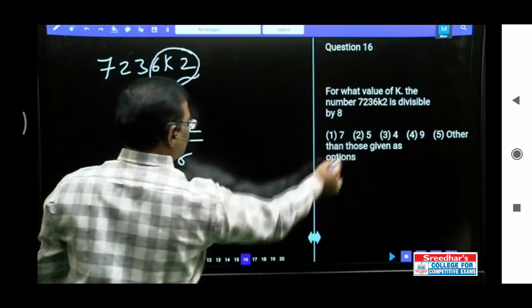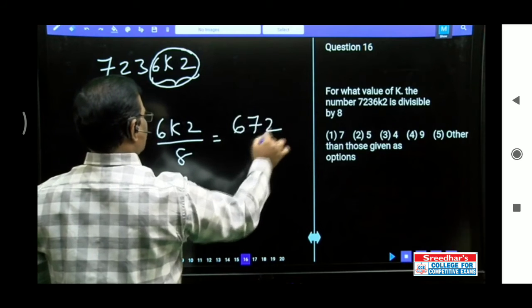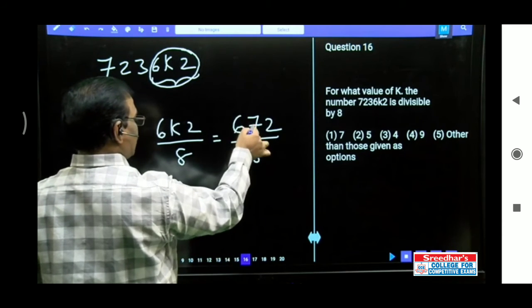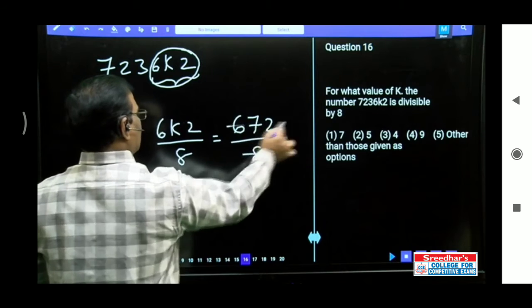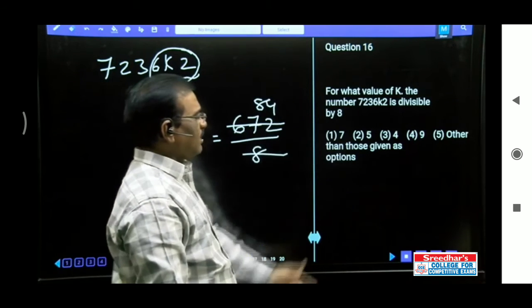So option based మనం option first option 7 ఉంది కాబట్టి 7 సబ్స్టిట్యూట్ చేద్దాం. 7 సబ్స్టిట్యూట్ చేస్తే 6, 7, 2. 6, 7, 2 లో 8 క్యాన్సిల్ అవుతుందా? Yes. 8 8s are 64. 64 పోతే 3, 32. 32 లో 8 4 times. Yes. 8 4 times cancel అయింది. Are you clear that? Therefore instead of k 7 should be there.